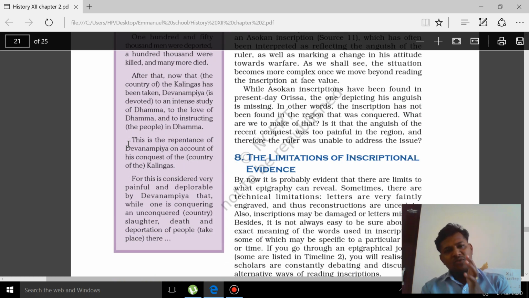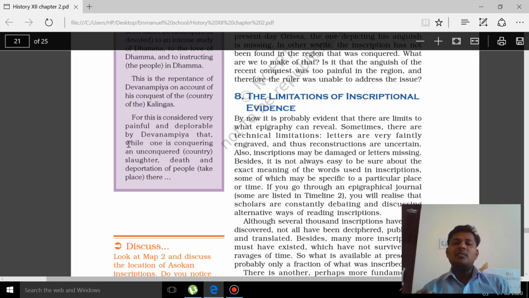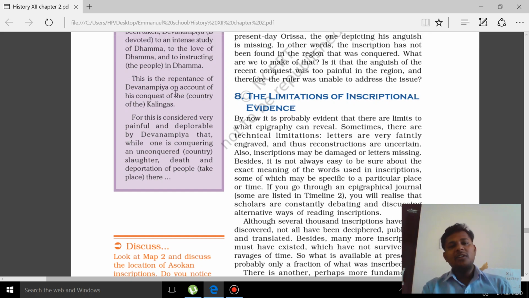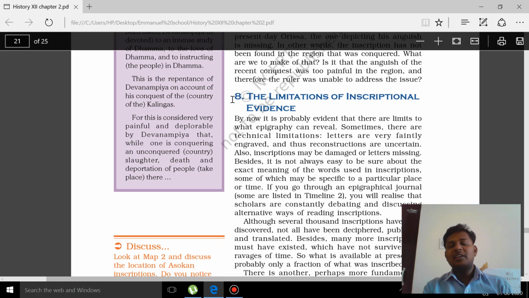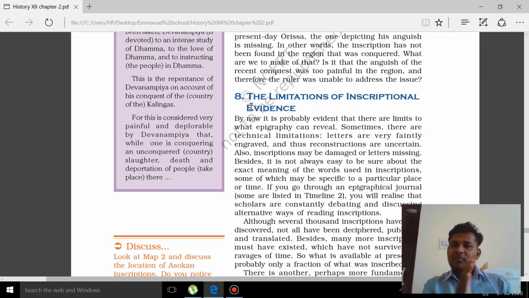The second most important short answer from this lesson, and this question will for sure appear in most of your exams, especially the board exam, I suppose: the limitations of inscriptional evidence. This question came in the exam the year before last. Last year also, in one of the 3 sets, there was a question somewhere. Without this question, there cannot be a paper made in history, that is what I assume. And this is an important question.